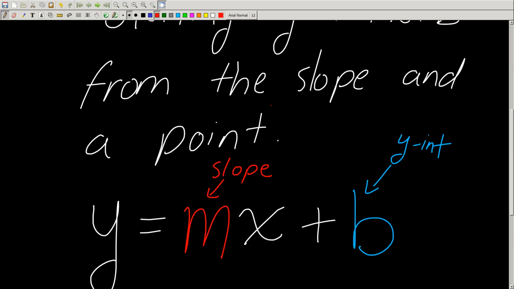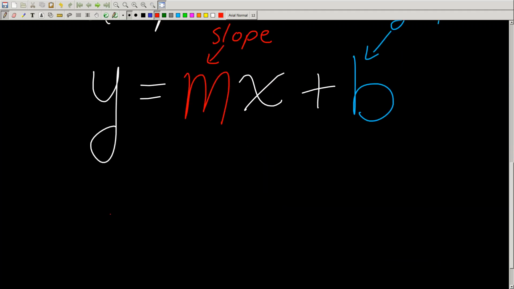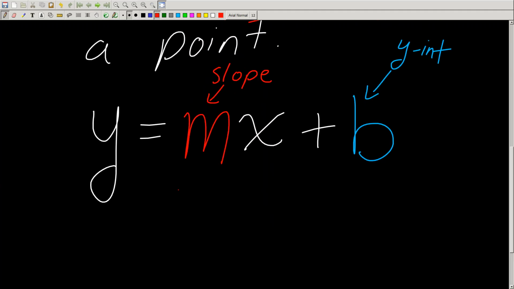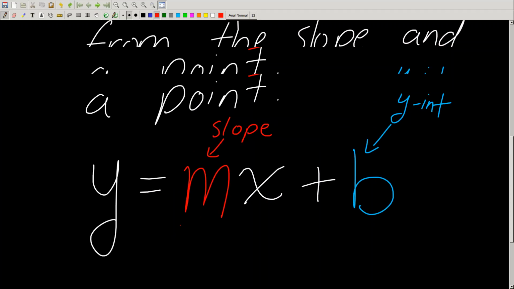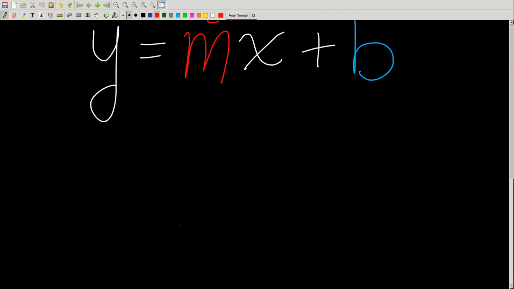The great thing about today's lesson is that the slope is already given to you. So in a problem, I will present you with the slope, meaning that m is already determined. All you need to do is find the y-intercept, b. Now what are the steps? I'll let you know right now.